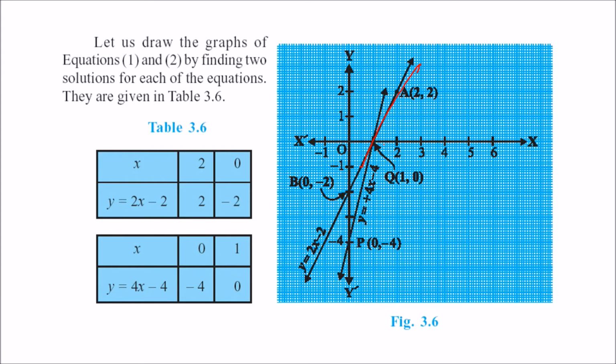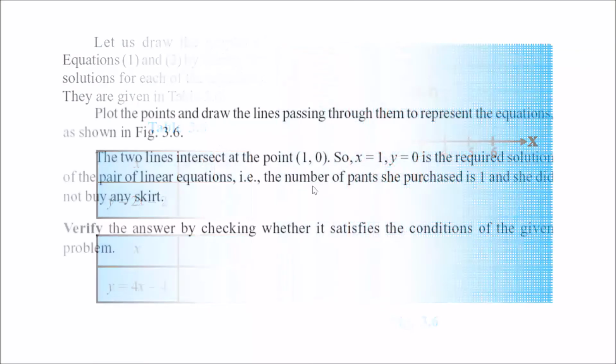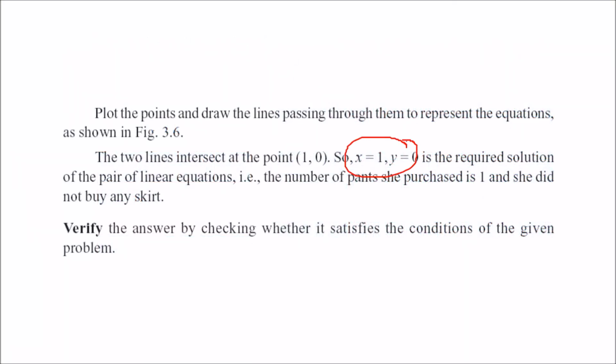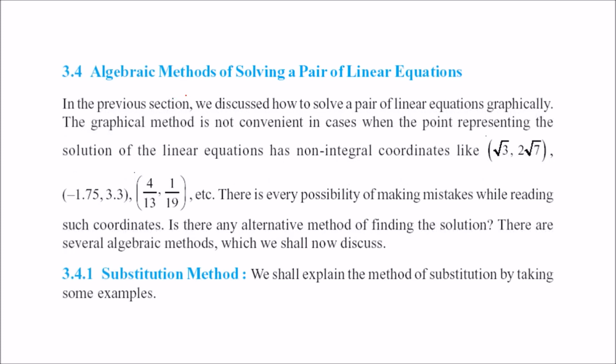And when we see these two, by now you know that we are just placing points x so that we can get two points to make the line. So these are two lines, they intersect at (1, 0), and (1, 0) is the solution. So exactly, (1, 0) is the solution, which means the number of pants she purchased is 1 and she didn't even buy a skirt.